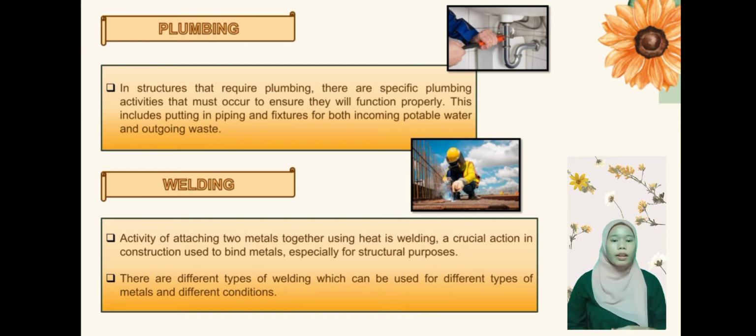Number 7 is welding. Okay, the activity of attaching two metals together using heat is welding. A crucial action in construction used to join metal, especially for structural purposes. Okay, there are different types of welding which can be used for different types of metal and different conditions.